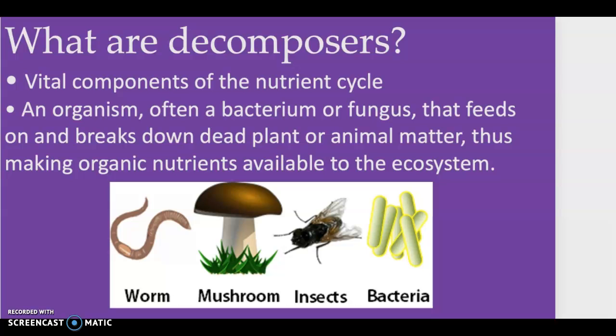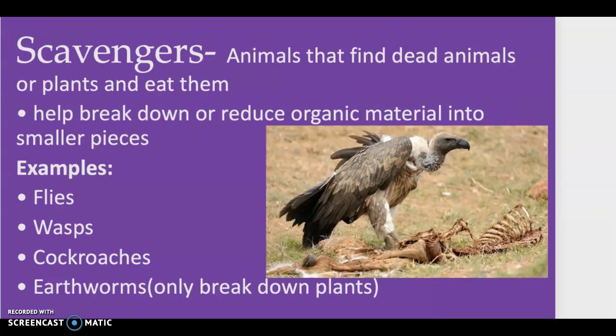So decomposers are the ones that break things down, but when they break things down, they release or use important nutrients. They kind of separate some important nutrients, and we'll learn more about that. Scavengers actually are a type of decomposer. We don't focus a lot on scavengers. We're going to focus on the three different kinds of decomposers. There are scavengers that find dead animals and eat them and help break down that organic material. Some examples are flies, wasps, cockroaches, and earthworms. All of these are scavenger type decomposers.